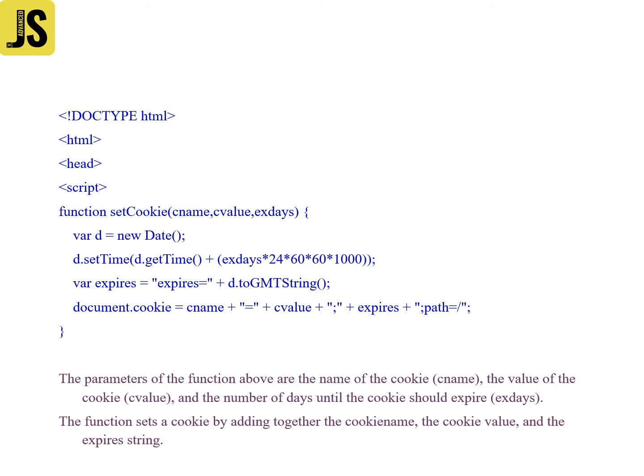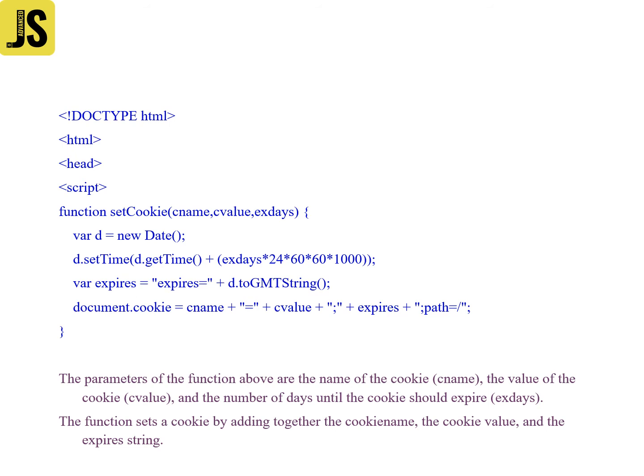So variable d is equal to new Date. So variable d is set with a new date. Then d.setTime, d.getTime plus exdays into 24 into 60 into 60 into 1000. Then variable expires is equal to "expires=" plus d.toGMTString. Then document.cookie is equal to cname equal to cvalue, expires, path slash.